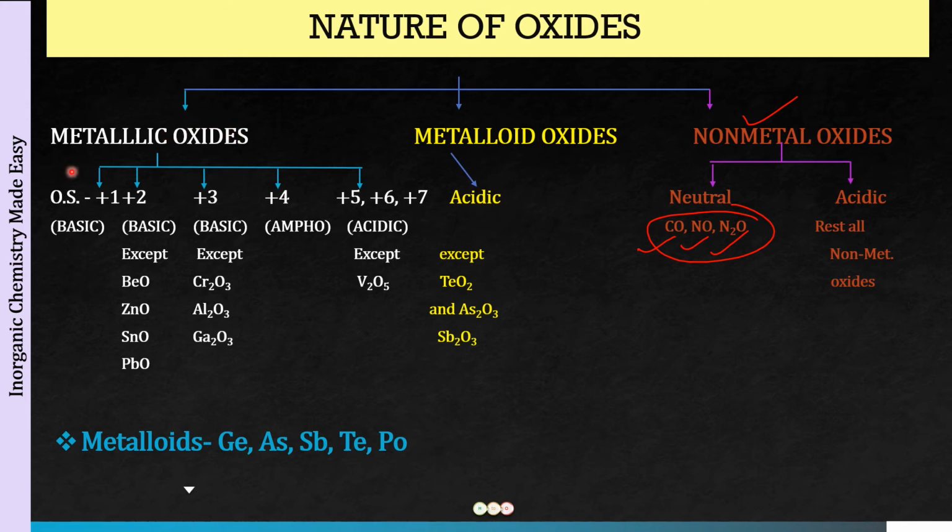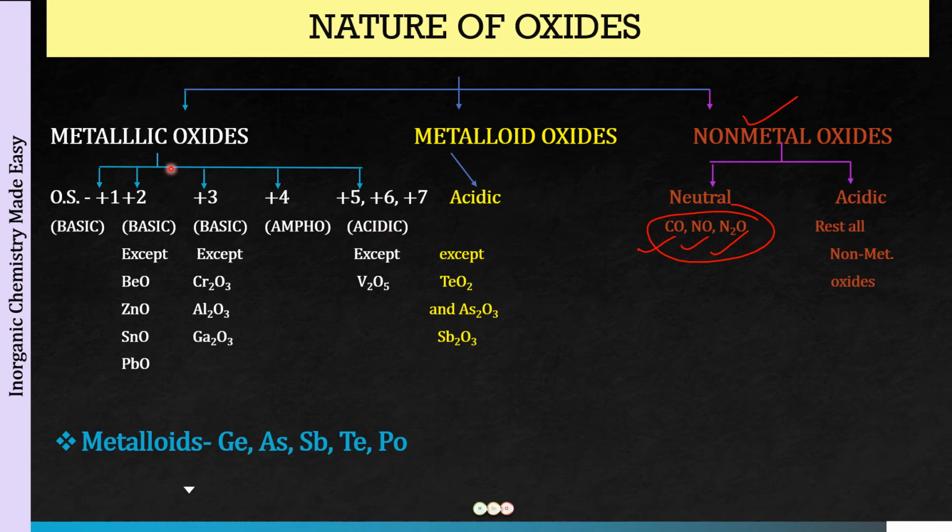In case of the metallic oxides, just check the oxidation state, +1 to +7. What is going to be the oxidation state? In case of the +1, +2 and +3 oxidation states, most of them, without leaving a few exceptions, will be basic in nature. In the +4 oxidation state, all of them will be amphoteric in nature. +5, +6 and +7 will be acidic in nature.